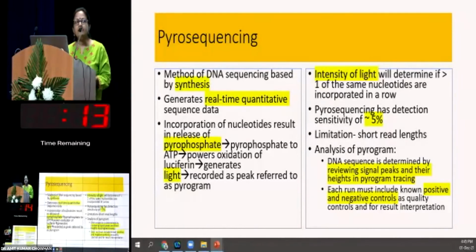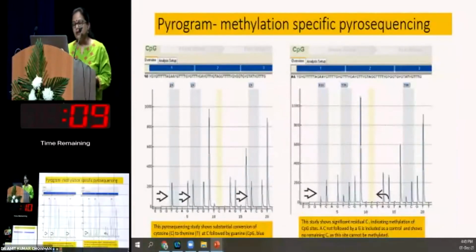Intensity of the light is directly proportional to the nucleotide and its quantity. So this is an example of a methylation specific pyrosequencing. On the left side, what the graph shows you is unmethylated cytosine. Unmethylated cytosine is converted into thymine, and therefore cytosine peaks are absent in the pyrograph. Whereas methylated cytosine remains as it is, and therefore cytosine peaks are present before the G.